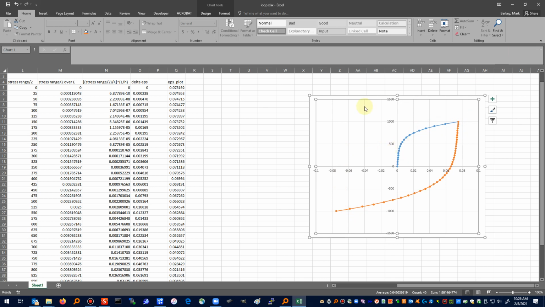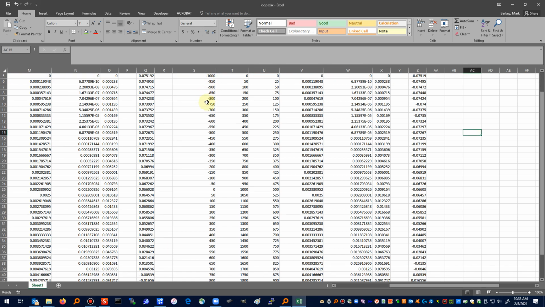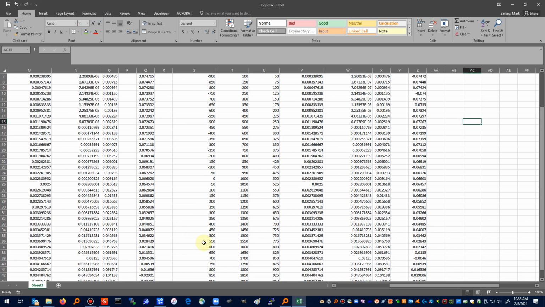Okay, rather than having me, let me just pause the video and do this, and then we'll take a look and see what it looks like. Alright, so let's take a look. So for my increasing branch, I've labeled it in the green. Basically, I just copied over the previous branch and pasted it over here. But my value increases from minus 1000. I'm going to use a unit of 50 megapascals again, all the way up to plus 1000.